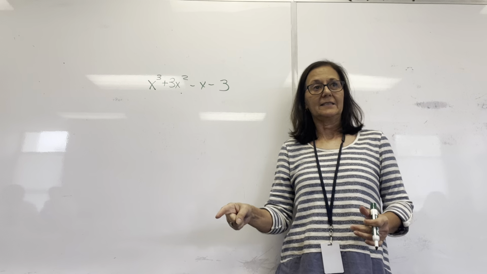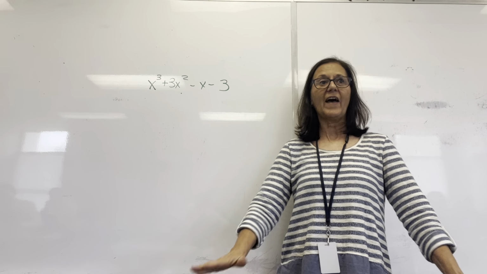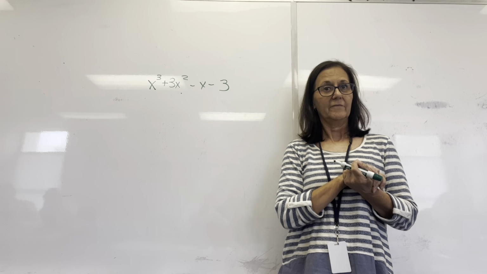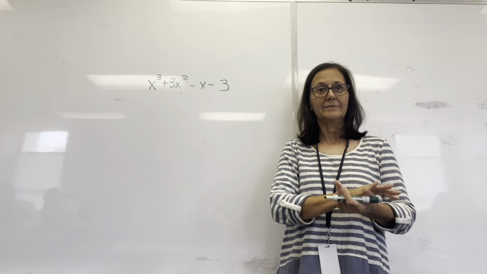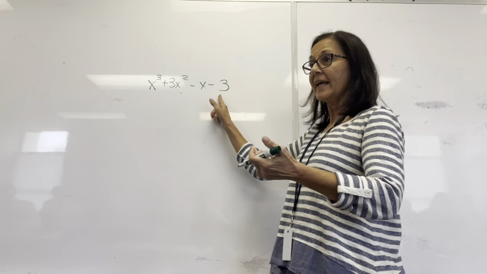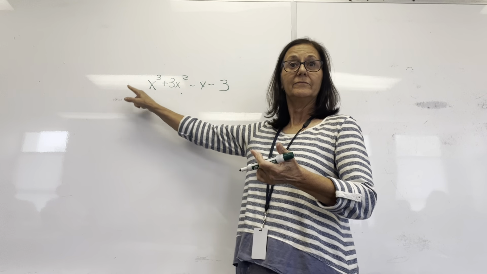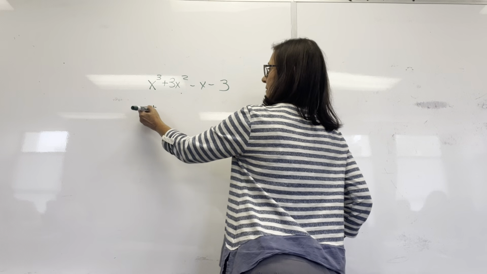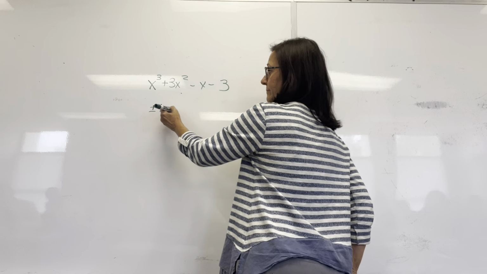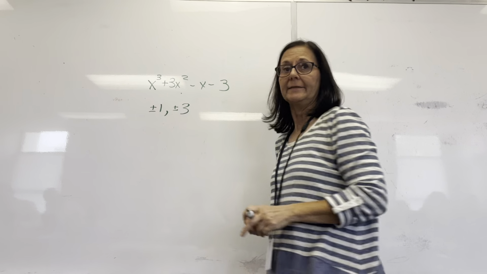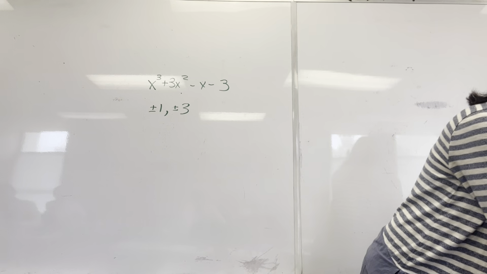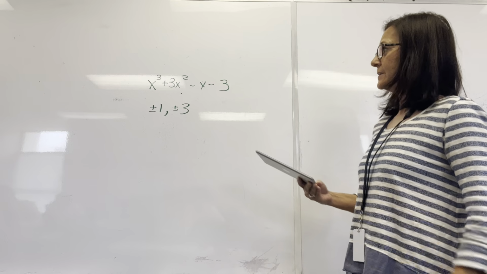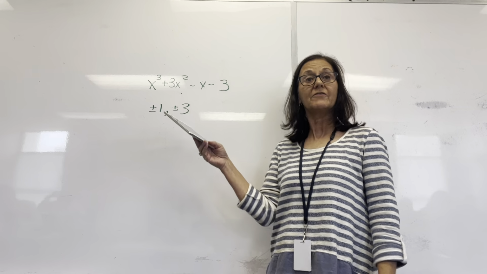Rational zero test. We're only finding the rational zeros. Factors of what over factors of what? Factors of -3 over factors of 1. So what are those factors? Plus minus 1, plus minus 3. There's only 4 of them, so we can use the factor theorem.